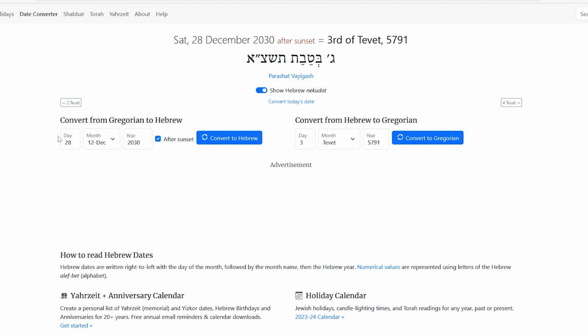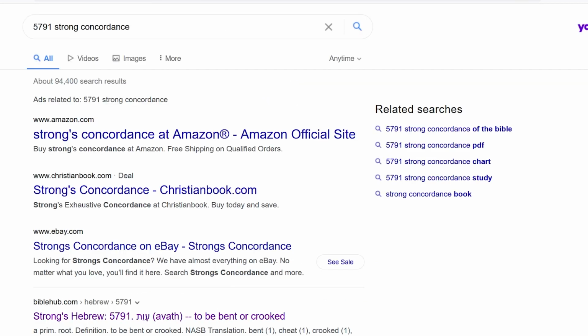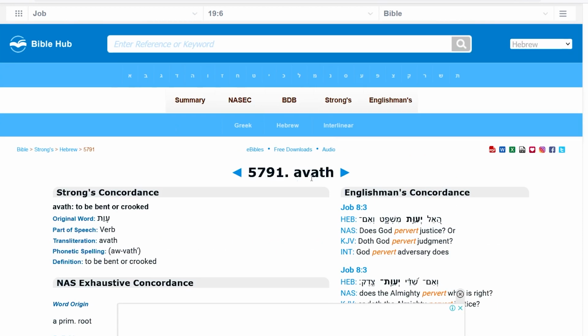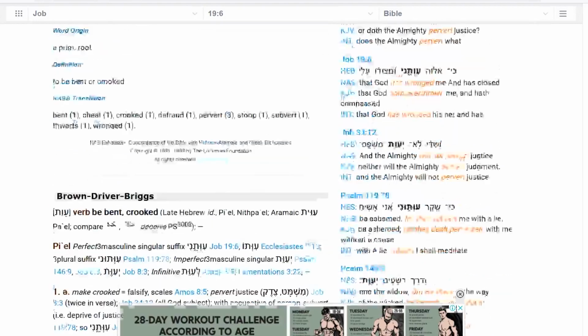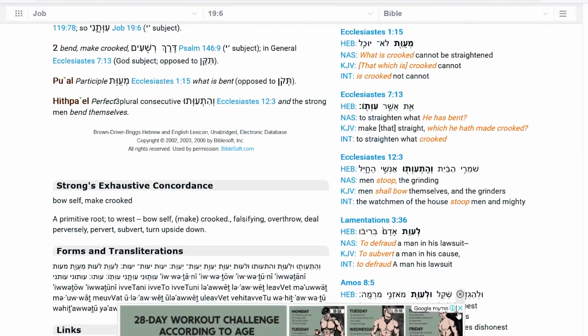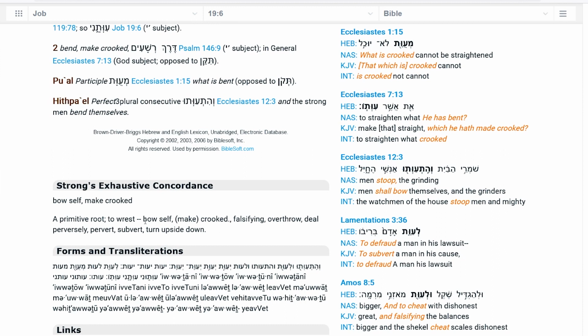Yeah, so I see I put that date in: 28th December 2030. That's going to be 3 Tevet 5791. And look, I put 5791. Look what it means. It means to be bent or crooked. What? Bow self. It's almost like make crooked. It's falsify, overthrow, deal perversely, submit, turn upside down. You're like, what?